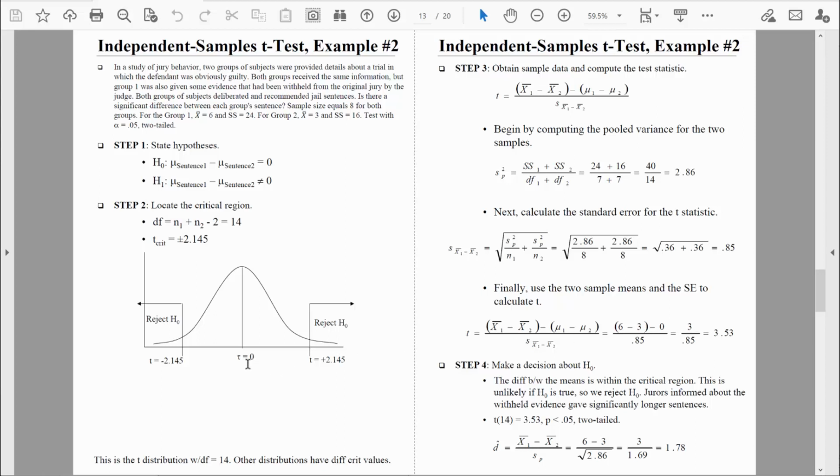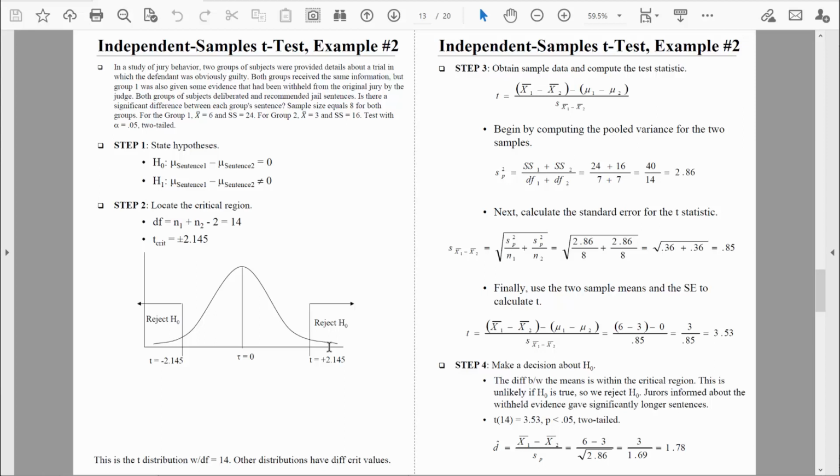Remember, right in the middle, we have a t-value of 0. Our critical region is marked off at 2.145. Our t-value of 3.53 exceeds that value. It exceeds that critical value. That means we are inside the critical region. We are inside the rejection zone.